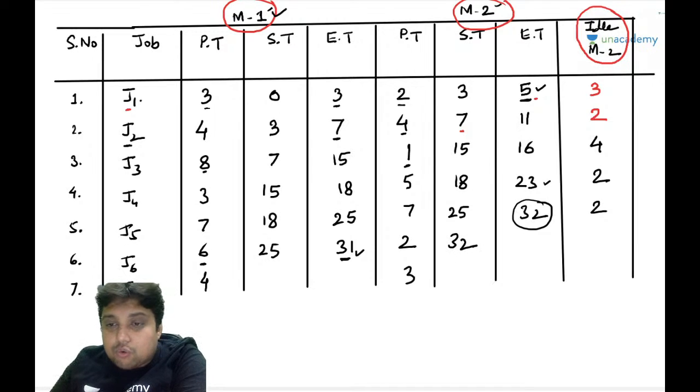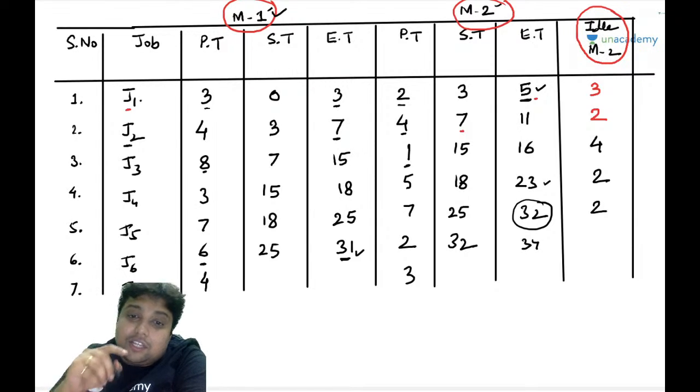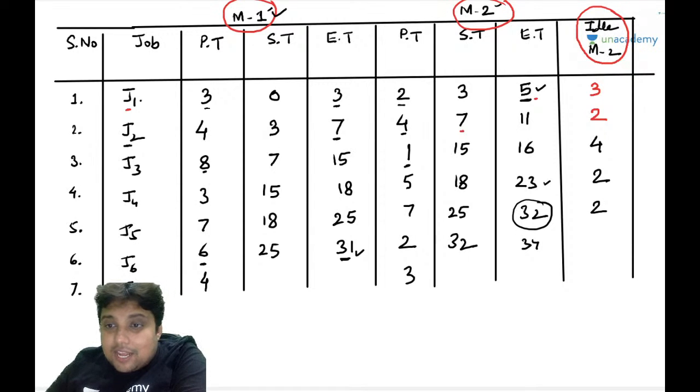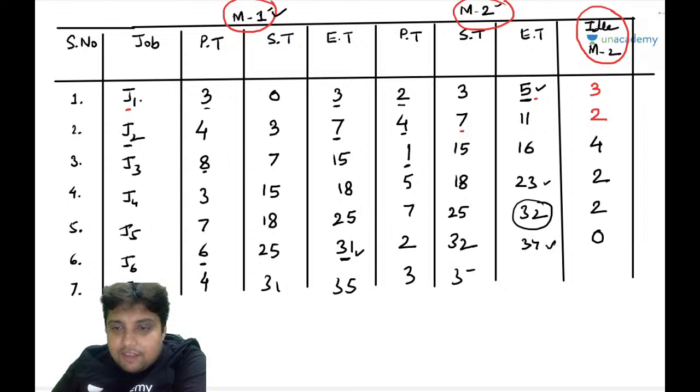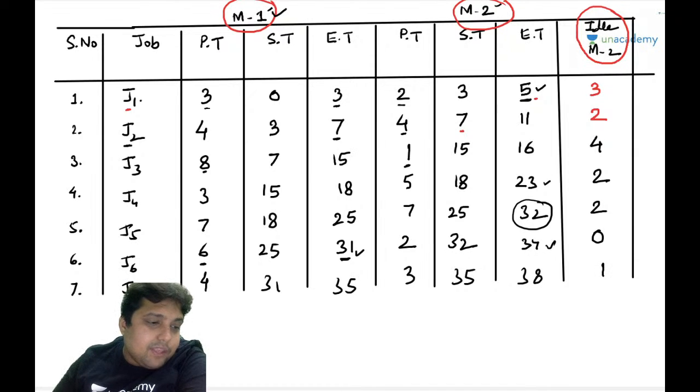So 32 plus 2 is 34. But remember, in this case, the machine didn't wait. The job had to wait. So the idle time for machine 2 is 0. Now for the last one, this is 31, 35. So the machine is free on the 34th minute. So this is 35, 38. And again, the machine had to wait for 1 minute.